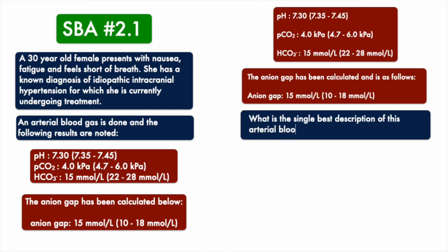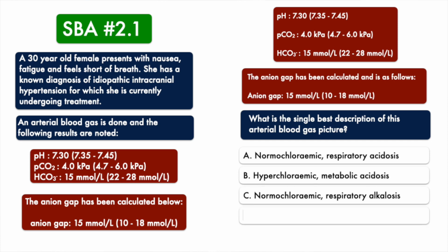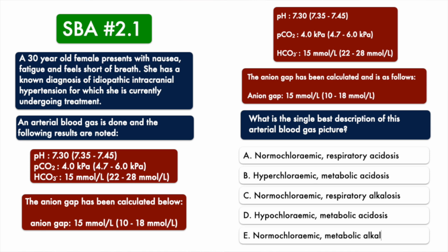Which of the following is the best description of this arterial blood gas picture? A. Normochloremic respiratory acidosis. B. Hyperchloremic metabolic acidosis. C. Normochloremic respiratory alkalosis. D. Hypochloremic metabolic acidosis. Or E. Normochloremic metabolic alkalosis. Now, before we answer this question, let's quickly have a look at acid-base balance.